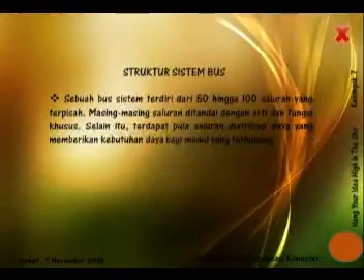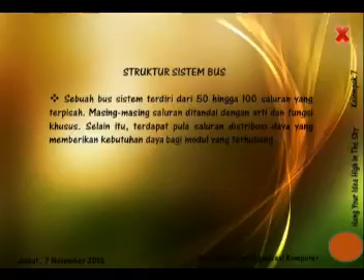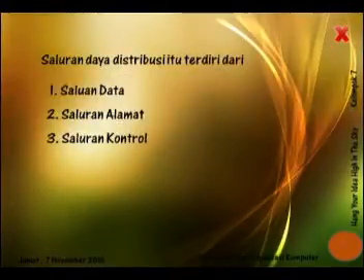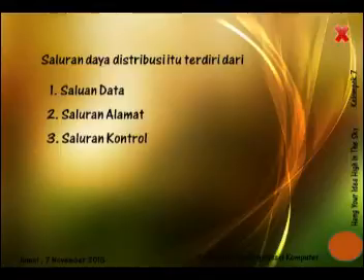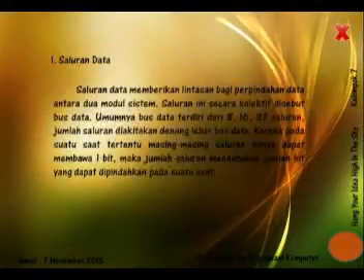Next, the structure of the bus system. A bus system consists of 50 to 100 separate channels. Each channel is marked with a special meaning and function. Although there are a number of different bus designs, bus line functions can be classified into 3 groups, namely the data channel, the address channel, and the control line. In addition, there are also distribution lines that deliver the power required by the connected modules.